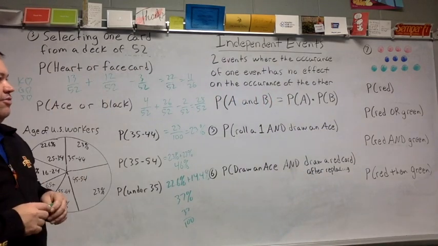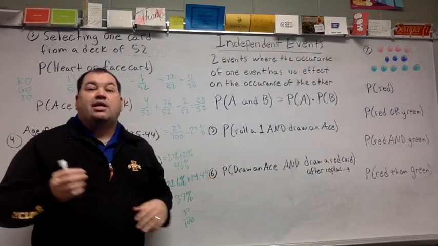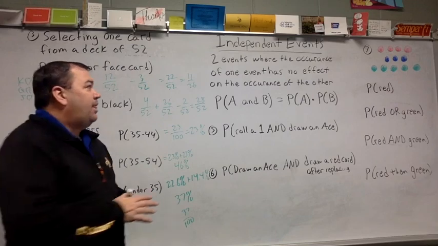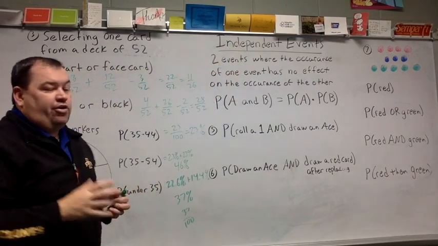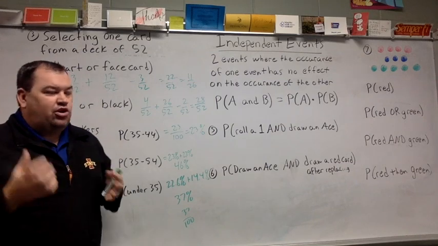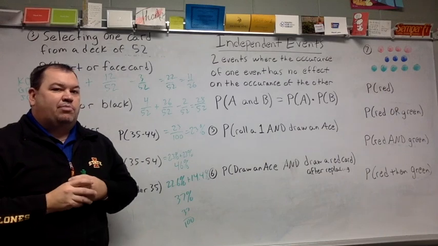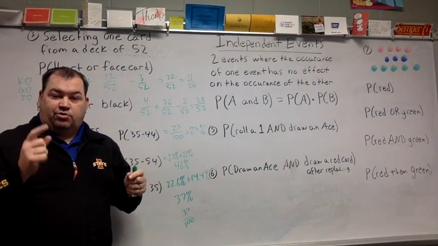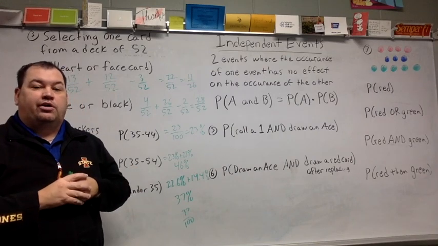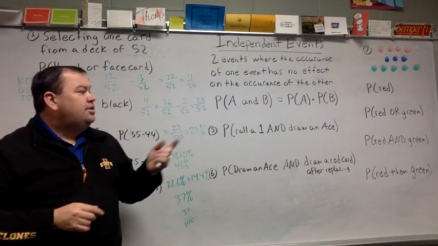The next thing we have to talk about with probabilities is the difference between an independent event and a dependent event. An independent event is where two events, where the occurrence of one event has no effect on the occurrence of the other event. We're not talking about drawing a card and getting a red or an ace. That's only one event. We're only drawing one card. What we're talking about now are two different events.